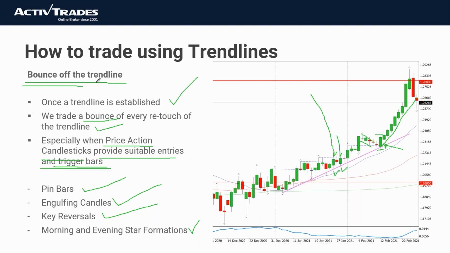So it is a case of a bounce off the trend line. Once you've got a trend going, a good clear trend line established, every time it comes back down to the trend line it bounces off it. As I said, if it's got good price action, things like pin bars, engulfing candles, key reversals, morning and evening star formations, these are things we like to see. And you'll hear me say this again and again: you get a confluence of events. You're getting two, three, four things coming together. That's what gives you the indication that this is a good place for us to do our business.